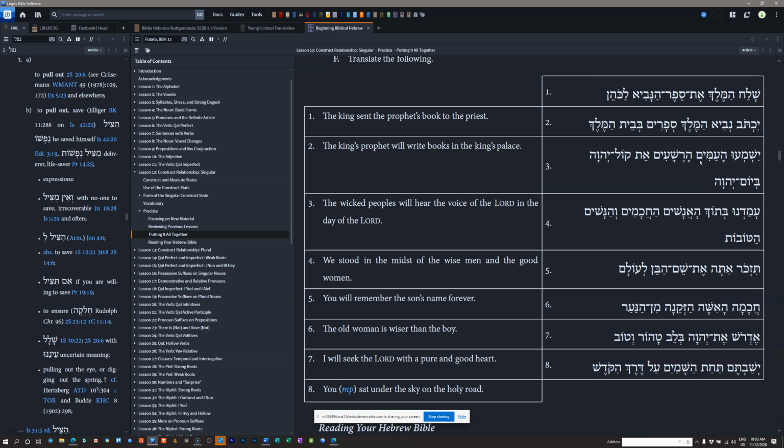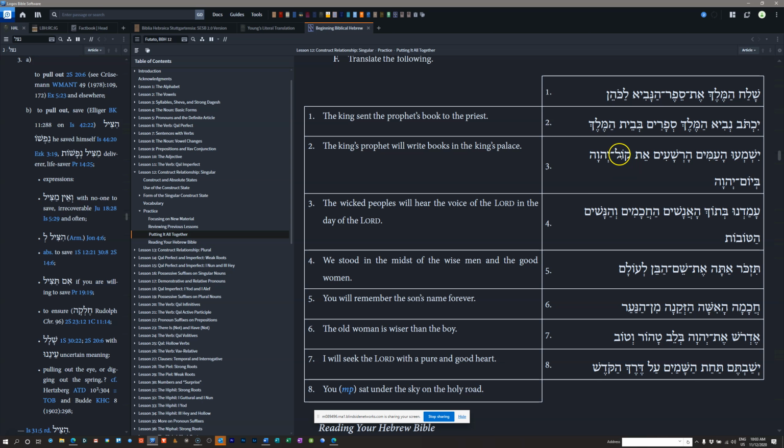How does it do so? Is it predicative or attributive? Well, both have an article, and the adjective comes after its noun, so this is probably attributive. Ha-rasha'im comes from rasha, wicked or guilty, and ha'amim is peoples, so this would be the wicked peoples or the guilty peoples heard. What did they, or will hear? What will they hear? Because it's imperfect. Eit kol Adonai. They will hear kol Adonai.